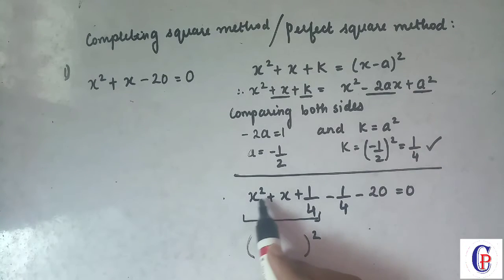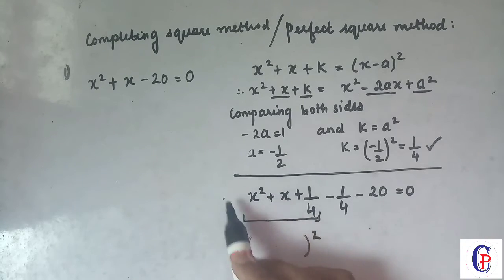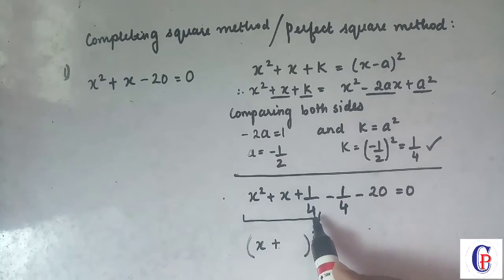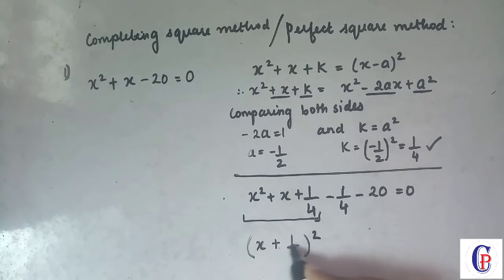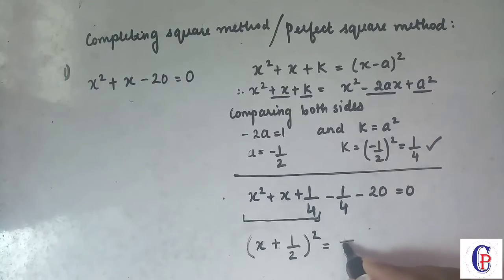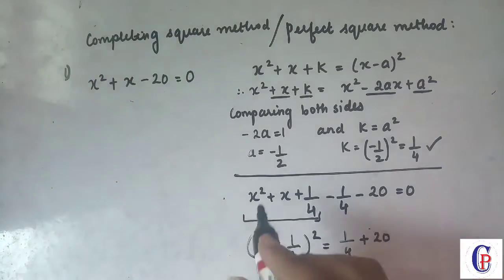Now this is first term, second term and third term. So square root of the first term, square root of x square is x. Sign of the second term, so plus, and again the square root of the third term, so it is 1 upon 2. And take these terms to the right side. So we get 1 upon 4 plus 20. Right? So let me continue it here.